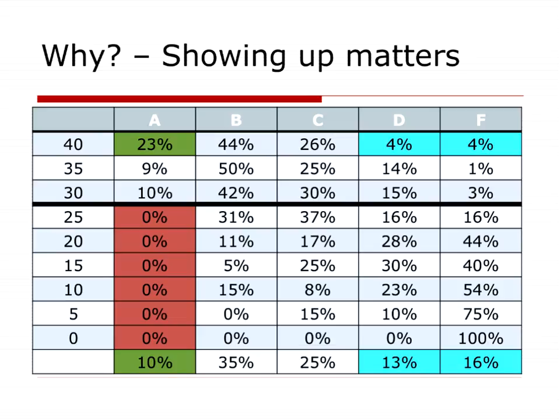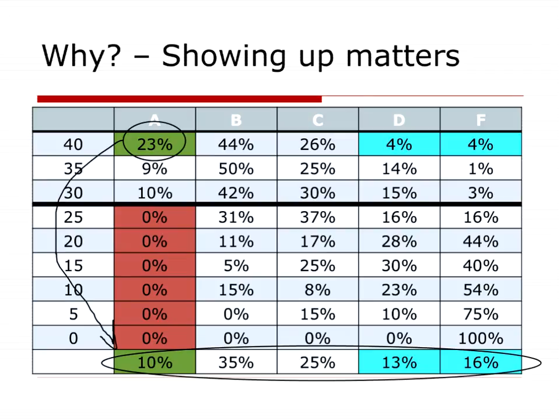Down the bottom here is the overall distribution of grades within a course for a recent semester. 10% A's, 35% B's, 25% C's, 13% D's, and 16% F's. That's overall. Let's look up top for folks who got all of the attendance points. What was their rate of getting A's? 23% versus what? The class overall was only 10%. You more than double your chance of getting an A if you show up every time.